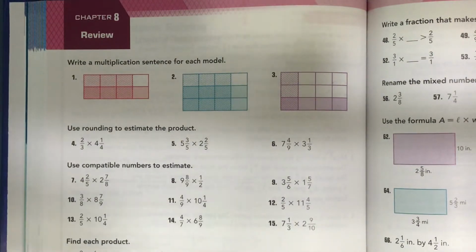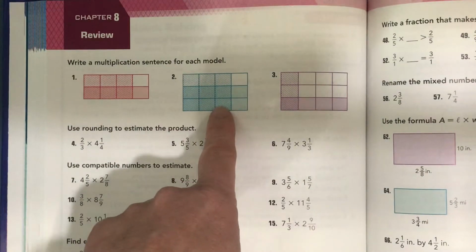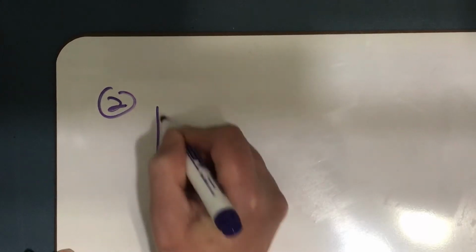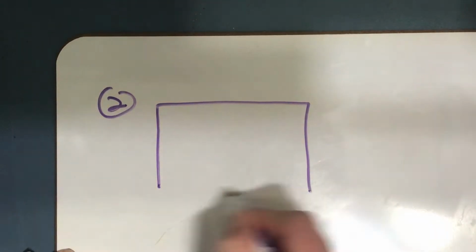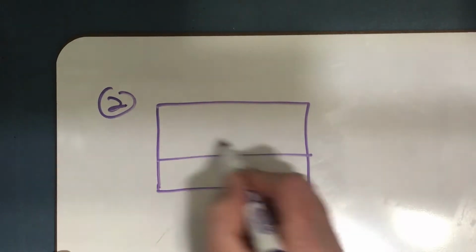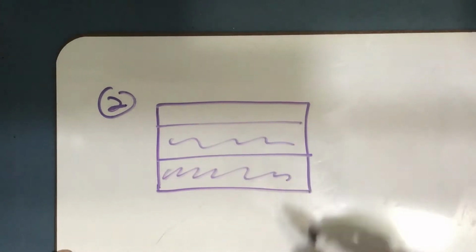So in the first part, it tells you to write a multiplication sentence for each model. So let's look at number 2, because that's the even problem. So I'm going to draw the rectangle here. That is drawn. So this is number 2. So here if I draw this rectangle, I can see that this rectangle was first divided into thirds. Okay, and 2/3 of the rectangle was shaded in.